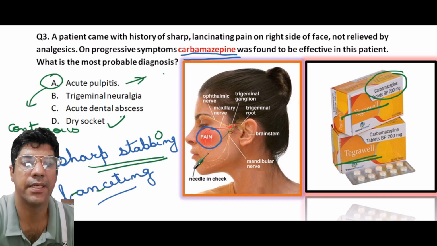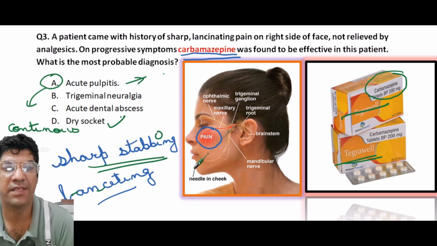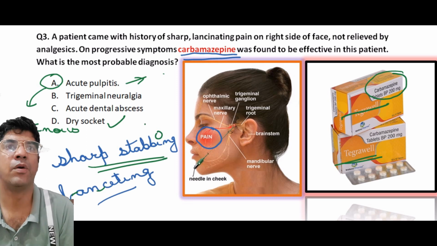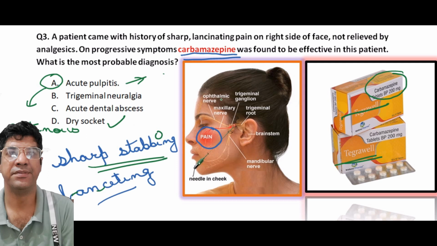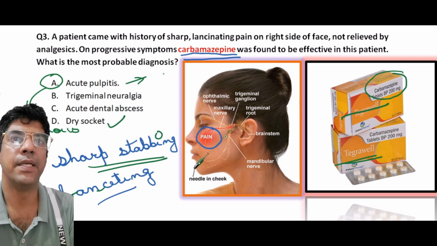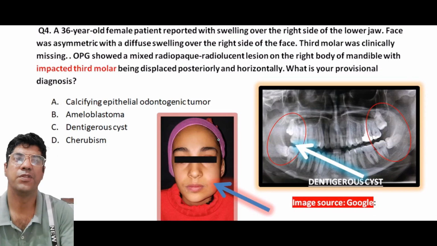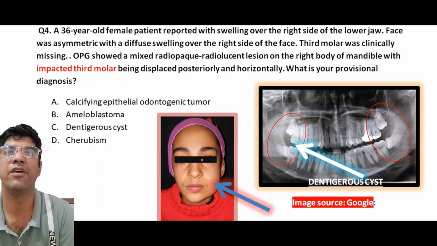The dry socket is a painful condition after tooth extraction. Pain here is also not sharp lancinating pain, and it is not relieved by the use of carbamazepine. So the answer here would be trigeminal neuralgia.